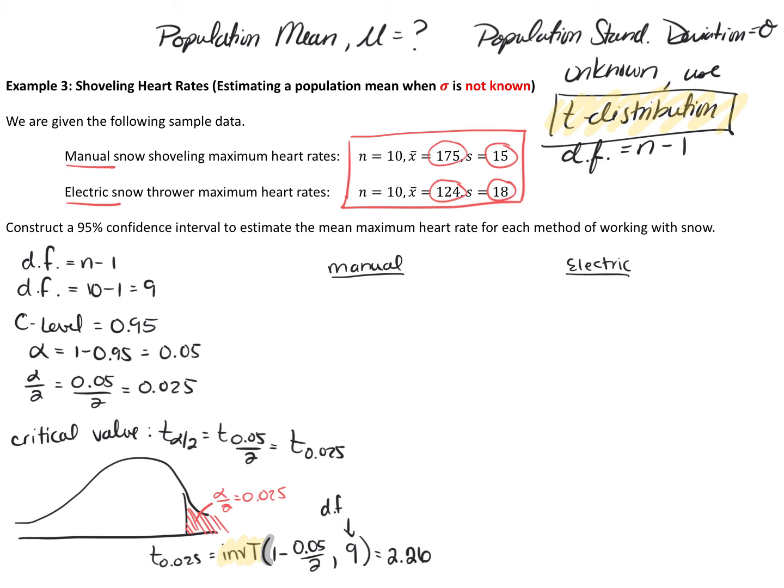And that confidence interval is going to be x bar minus our margin of error as the lower confidence limit. And then the upper confidence limit is x bar plus the margin of error. And again, we'll do it for both methods.